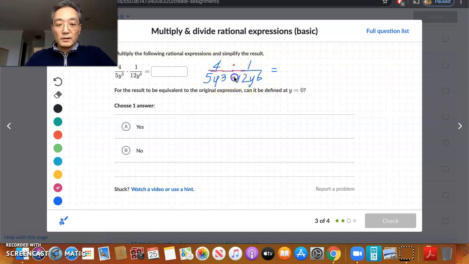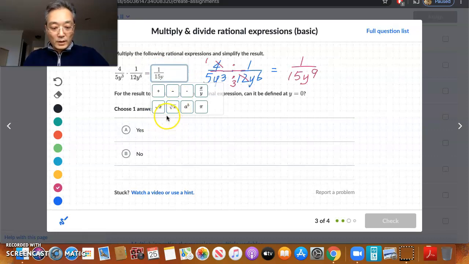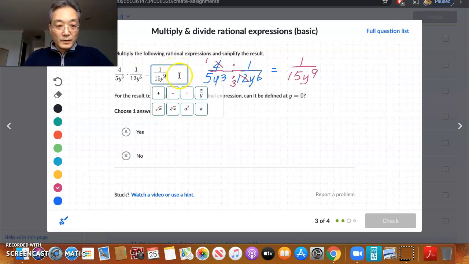And now we can cancel. So the 4 goes into 12 3 times. And again, I think that's about it, right? There's really no other common factors in the numerator and the denominator. So our answer is 1 over 5 times 3 is 15, and y cubed times y to the 6th is y to the 9th. So let's write that as our answer: 1 divided by 15y to the 9th. Okay, that's our answer.